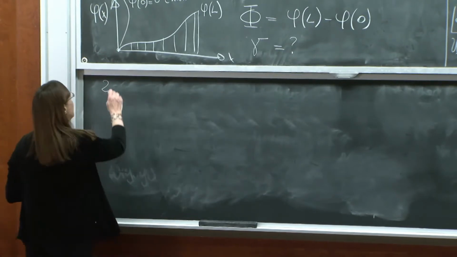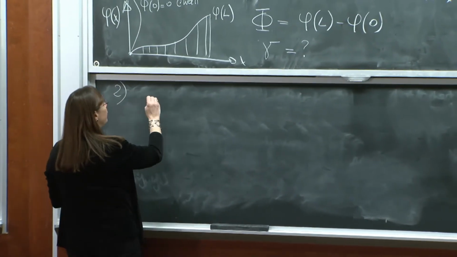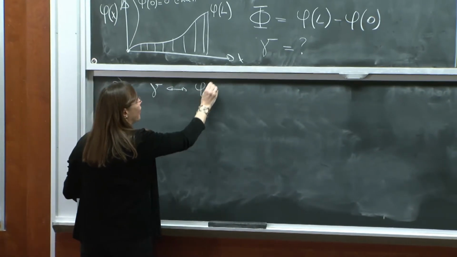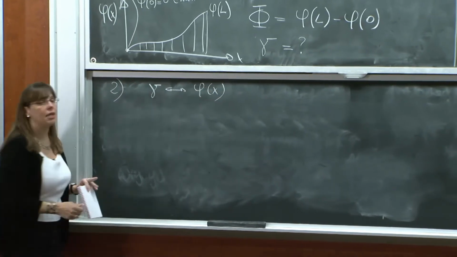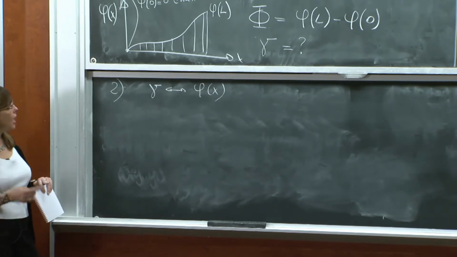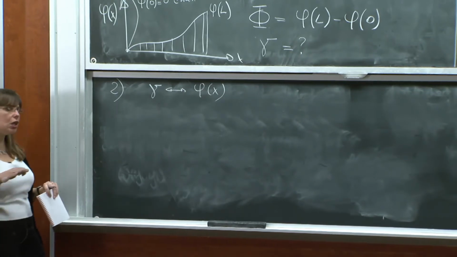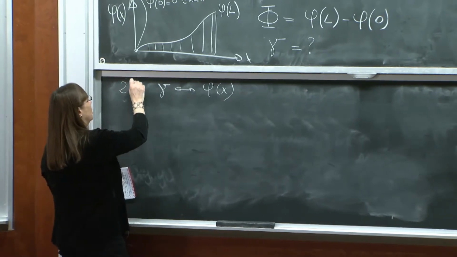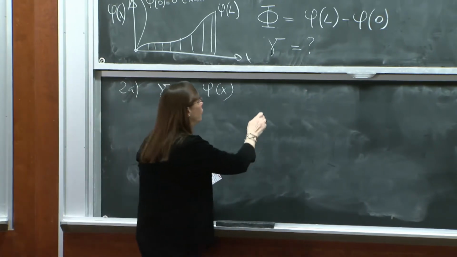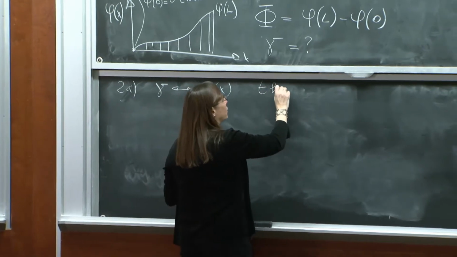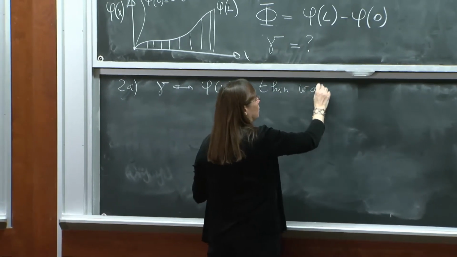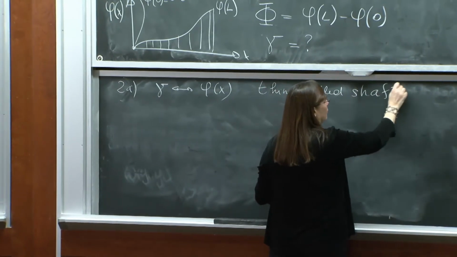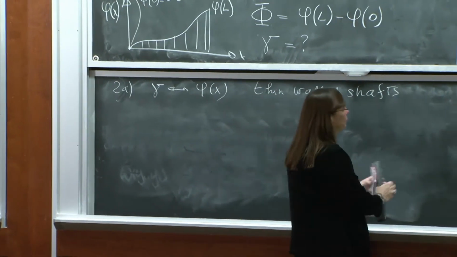OK, the second step is we want to figure out how gamma is related to phi of x. That's the relationship that we want. And because we're going to just ease you there, we're going to do a 2a first, which is this relationship for a thin wall shaft.